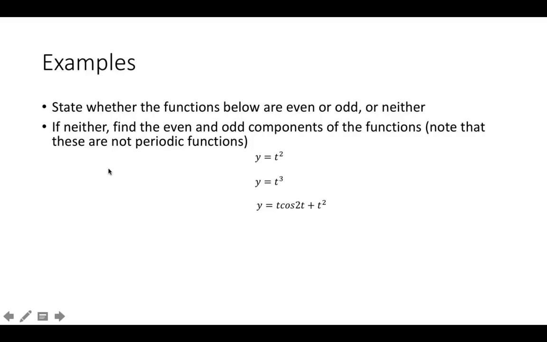All right, here are some examples regarding even and odd. So basically you want to state whether the functions in their functional form below are even or odd or neither. And then if they're neither, you want to find the even and odd components of the functions. We showed those formulas earlier in this lecture. So you can scroll back through the PowerPoint slides to find the formulas that you use to determine whether the function is even or odd. And if it's neither, then you can use the equations for the even and odd functions given a function in order to generate those.